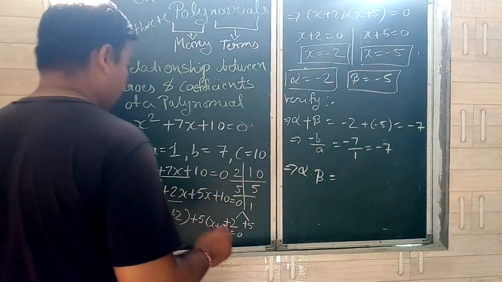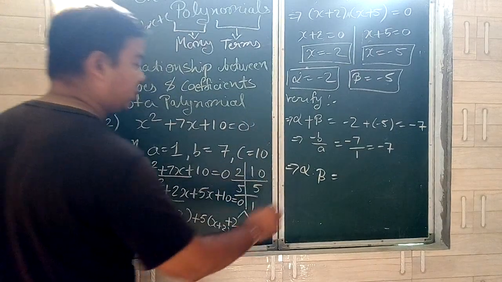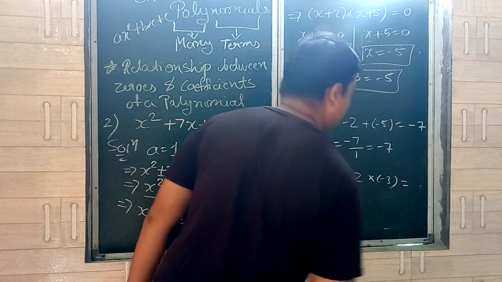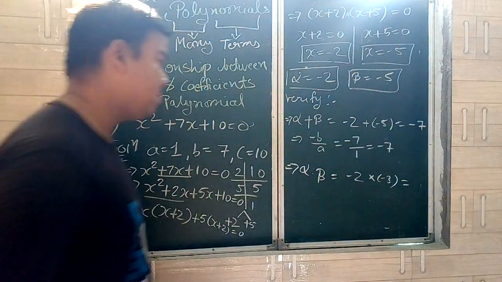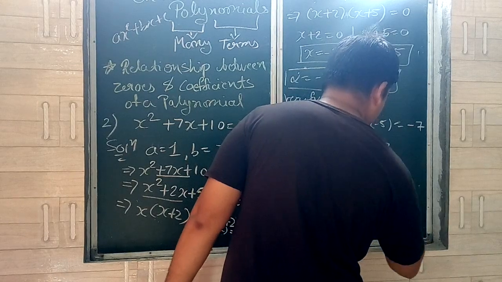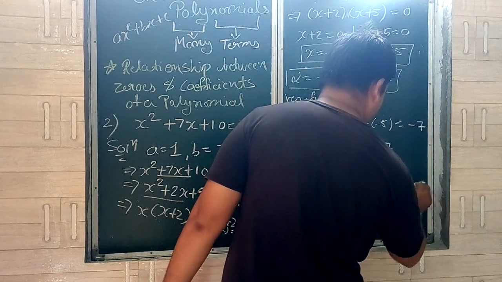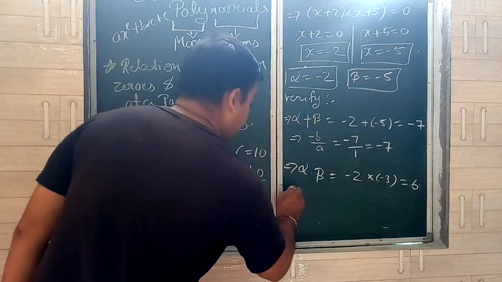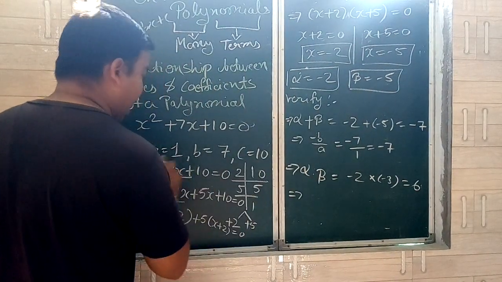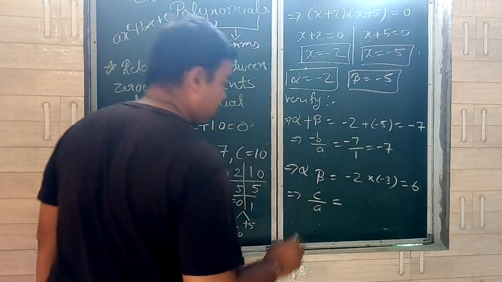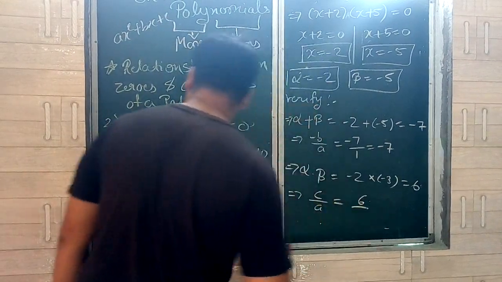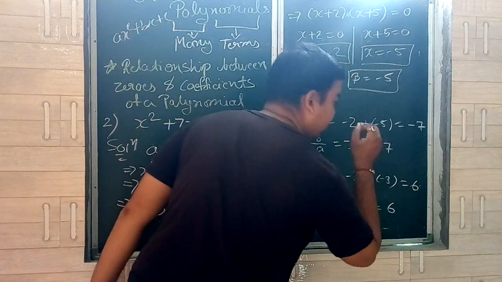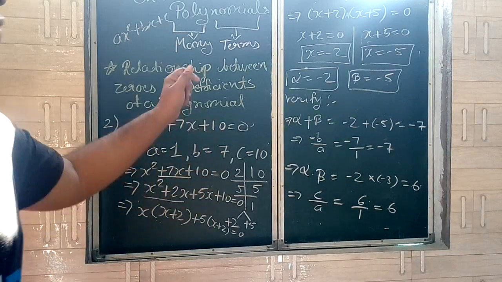The next is alpha into beta. Alpha into beta is minus 2 into minus 5, which is plus 10. Sorry, I said minus 3; it is minus 5. Now alpha into beta is equal to c by a. C is 10 and a is 1, so the answer is 10. This is also satisfied. Okay, let's note this down.